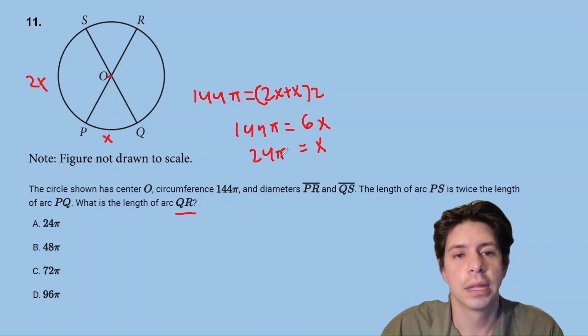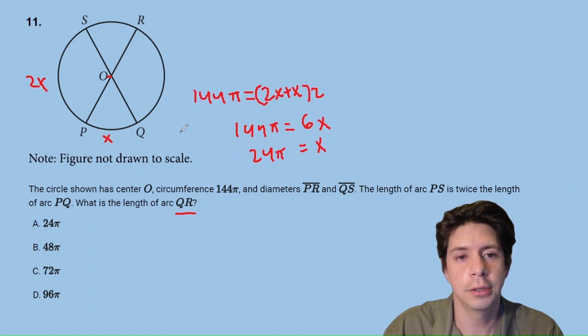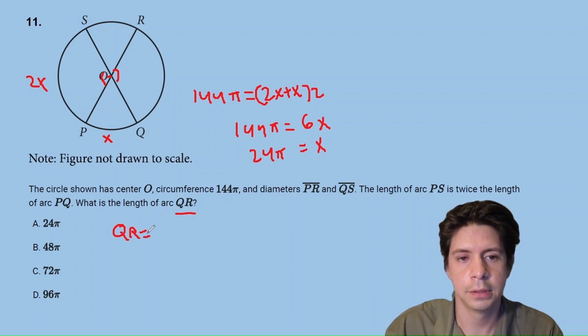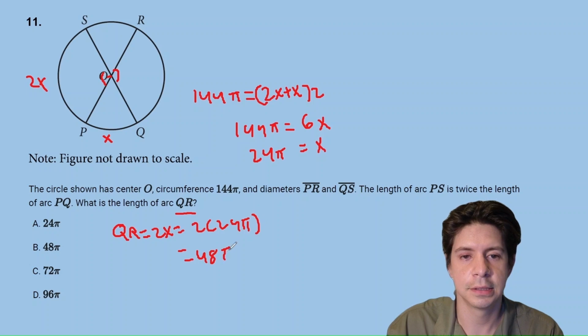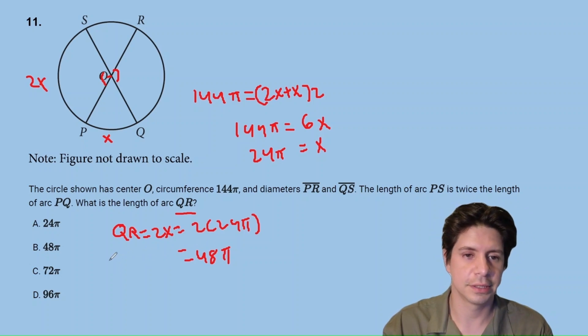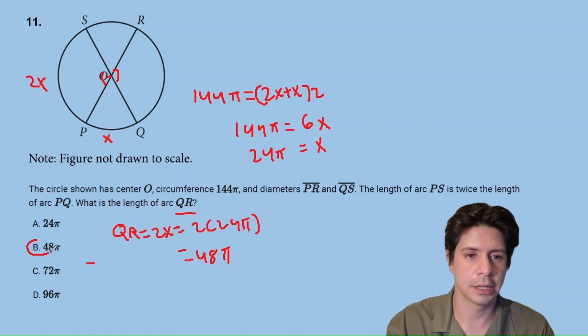Okay, so that is x, and we're looking for QR, which is 2x. So QR equals 2x because it's the same as SP. Right? We know that because these are vertical angles, so they're the same central angle. Same central angle would have same arc length, right? So QR equals 2x equals 2 times 24 pi, and that equals 48 pi, right? Again, this type of stuff you don't really need to write out. If you can do it in your head, that's great. It's not too bad. So then we're going to go with B, right?